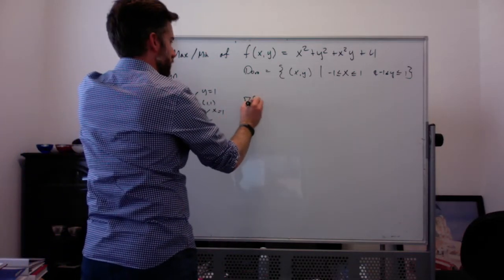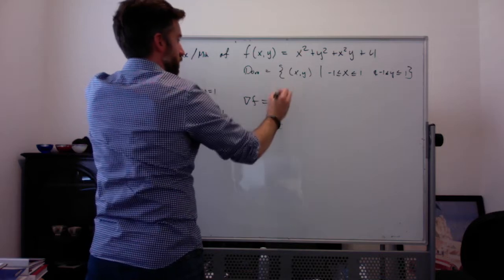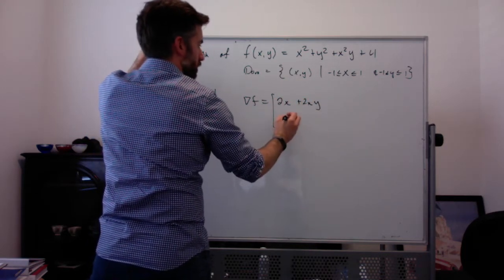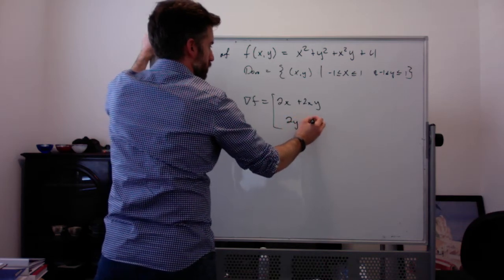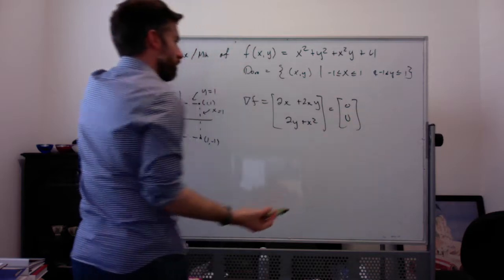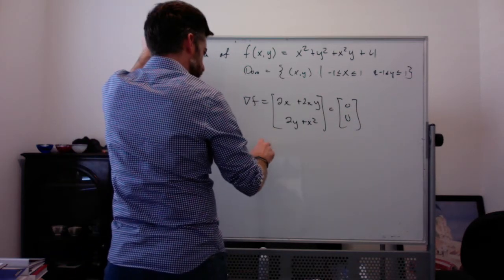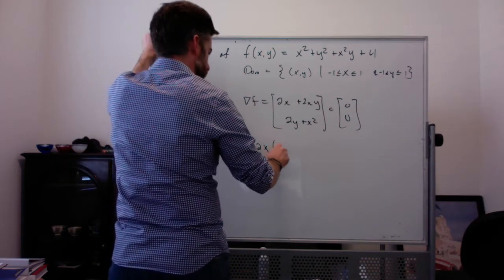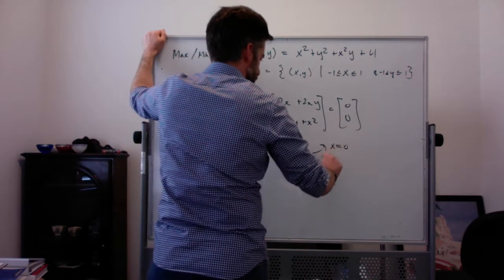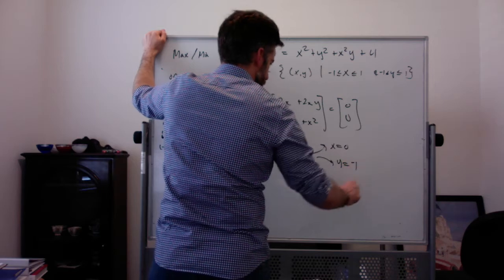So we set the gradient equal to 0. The gradient is 2x plus 2xy, and then 2y plus x squared. Solving this, the first equation, we can factor out the 2x, and we get 2x times 1 plus y equal to 0, so we get x equal to 0 or y equal to -1.